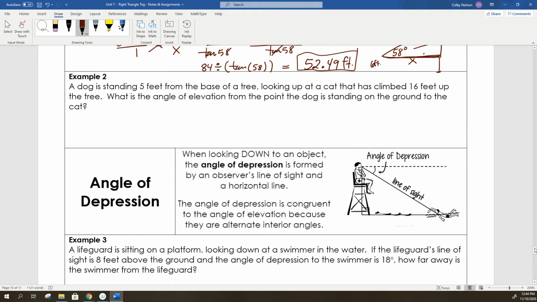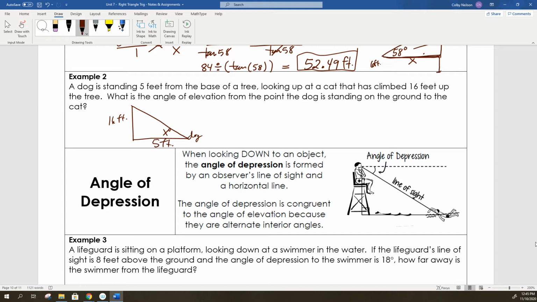Let's see, next here. Example 2, a dog is standing 5 feet from the base of a tree. So there's a tree. Let's go 5 feet, and we'll have our dog, looking up at a cat that has climbed 16 feet up the tree. What's the angle of elevation? So we're going to find this angle from the point the dog is standing on the ground to the cat.